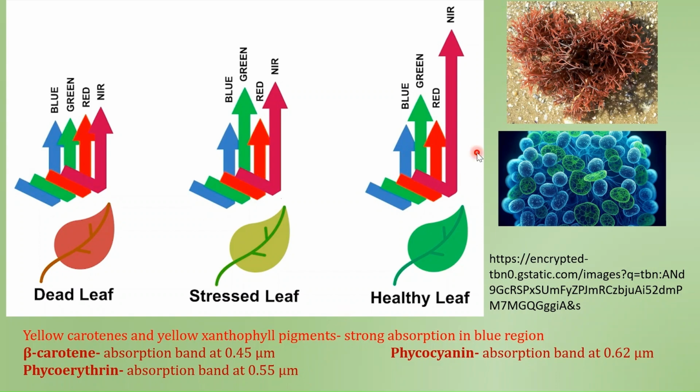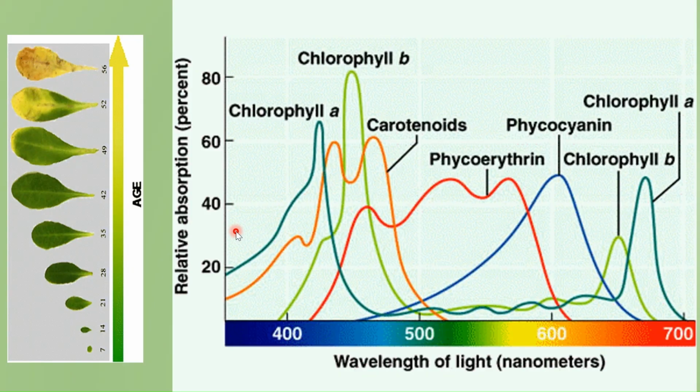So here we can see this example in the red algae. The color of the red algae is mainly due to the presence of the phycoerythrin. Then another pigment is the phycocyanin, which has the absorption band at 0.62 micrometer, which falls in the red wavelength range. So mainly the blue and the green portion is reflected. The combined reflectance of the blue and the green gives a cyan color to the vegetation. This is generally present in the blue-green algae.